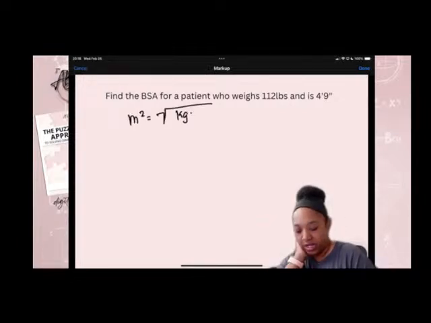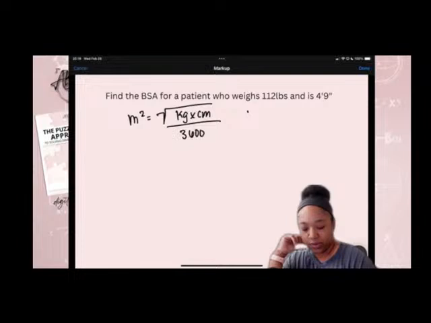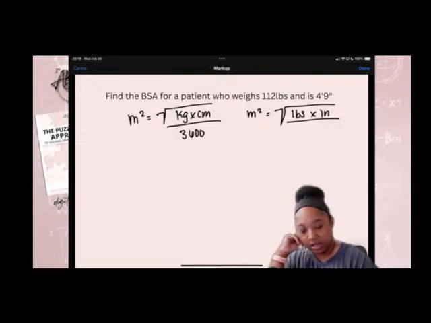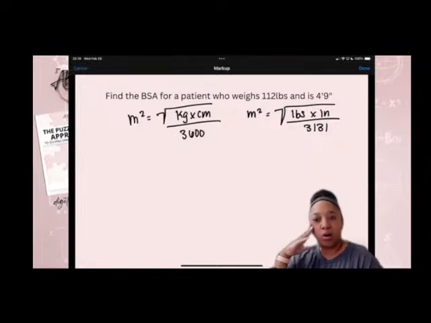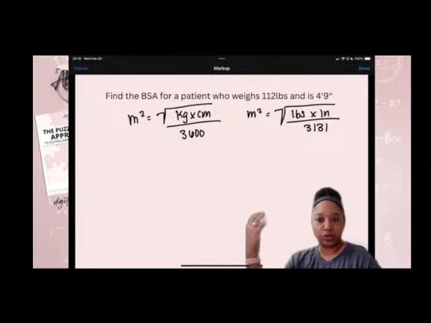So that's your weight times your height in centimeters divided by 3,600 and you take the square root of it. Or you could do the US system of measure and your weight will be in pounds, your height will be in inches, and then you divide it by 3131, and you take the square root of that, okay? Alrighty. So, which one do you want to do? Do you want to do the metric, or would you like to do the US?